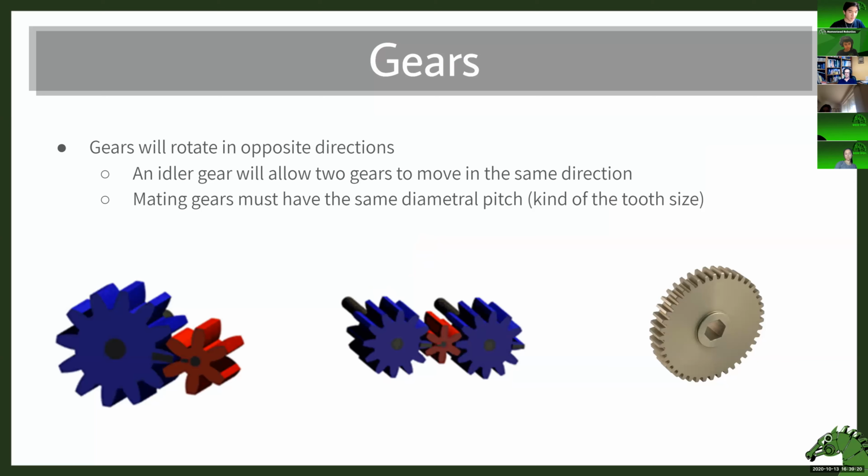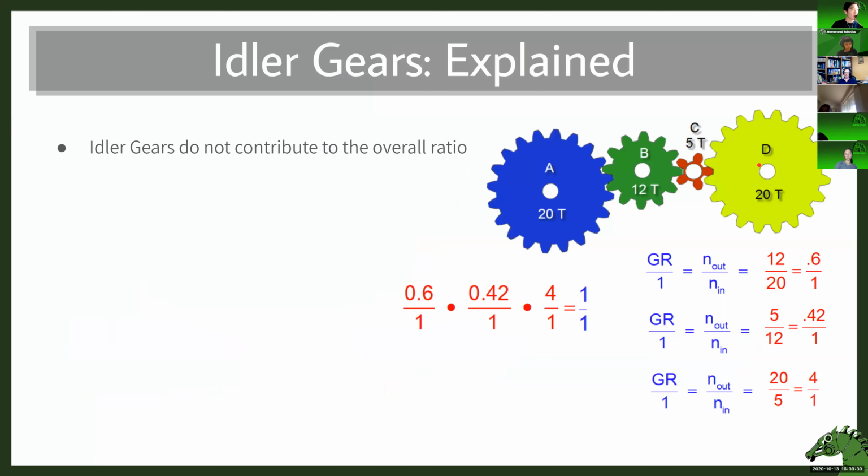Now, you don't see idler gears too often in FRC, for a reason you'll see in the next slide. Idler gears do not contribute to the overall ratio. So they'd only really be used to either create distance between your input and output gear, or change direction. They don't change the gear ratio. Intuitively that might not make sense, but the math works out.